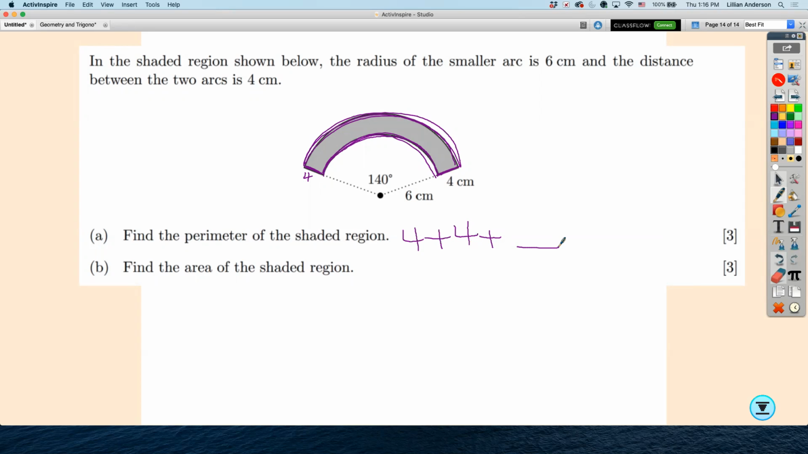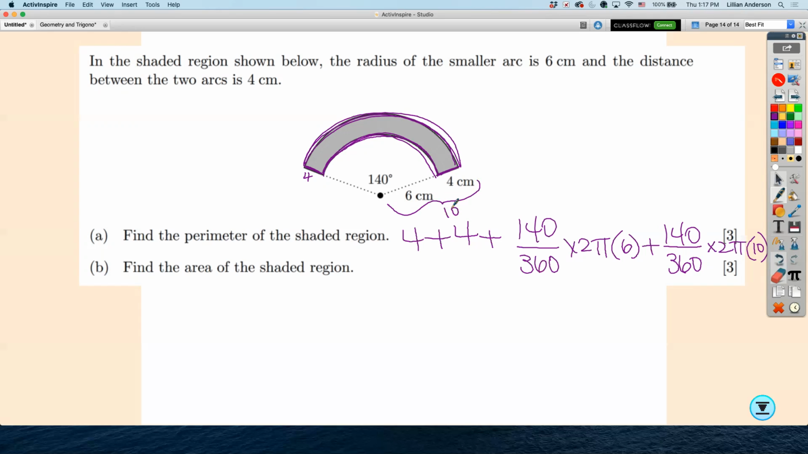What's theta? 140. Times 2 pi r. What is the radius of the smaller arc? 6. Plus theta over 360 times 2 pi r again. But this time it's for the larger arc. It's 10 for the larger arc, and the angle is still 140. This is how you would find the perimeter of the shaded region. Does everybody see where we got 10 from? Yep. It's the sum.